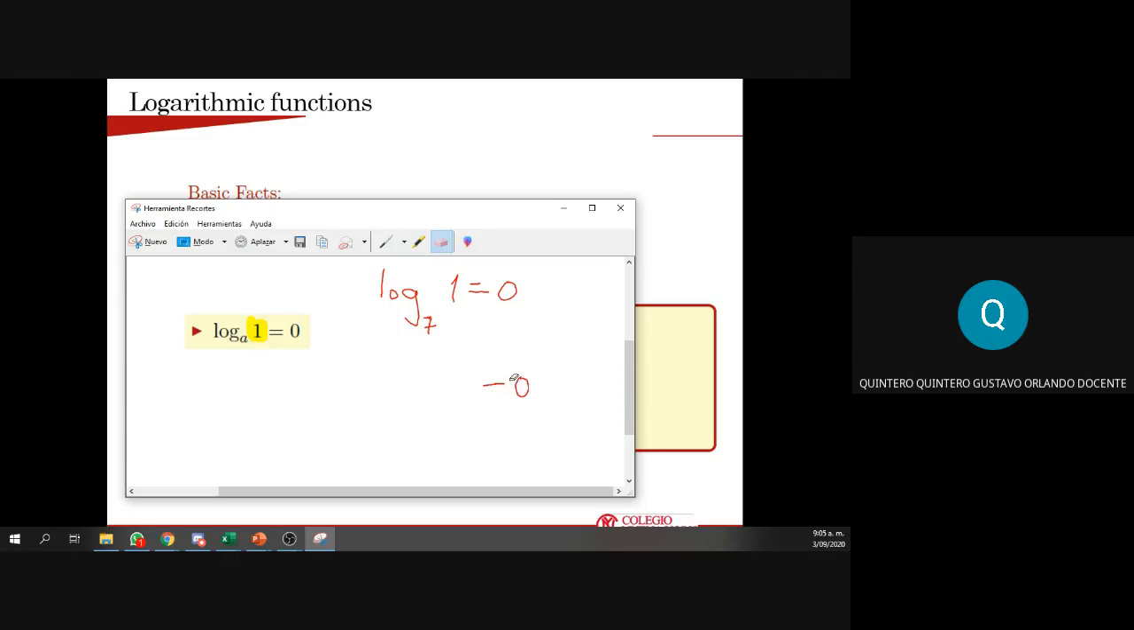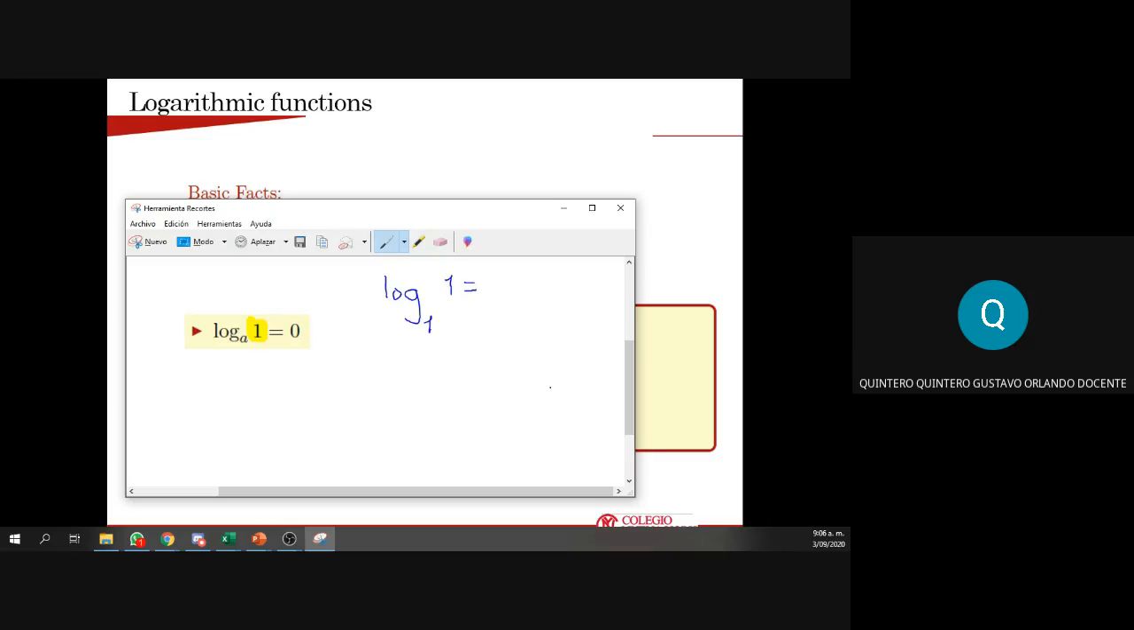All right. Let me erase all of these. Oh, no. Of course, we have one condition, right? Do you guys remember this condition? How much is this? Logarithm to the base 1 of 1. How much is that? How much is that, guys?